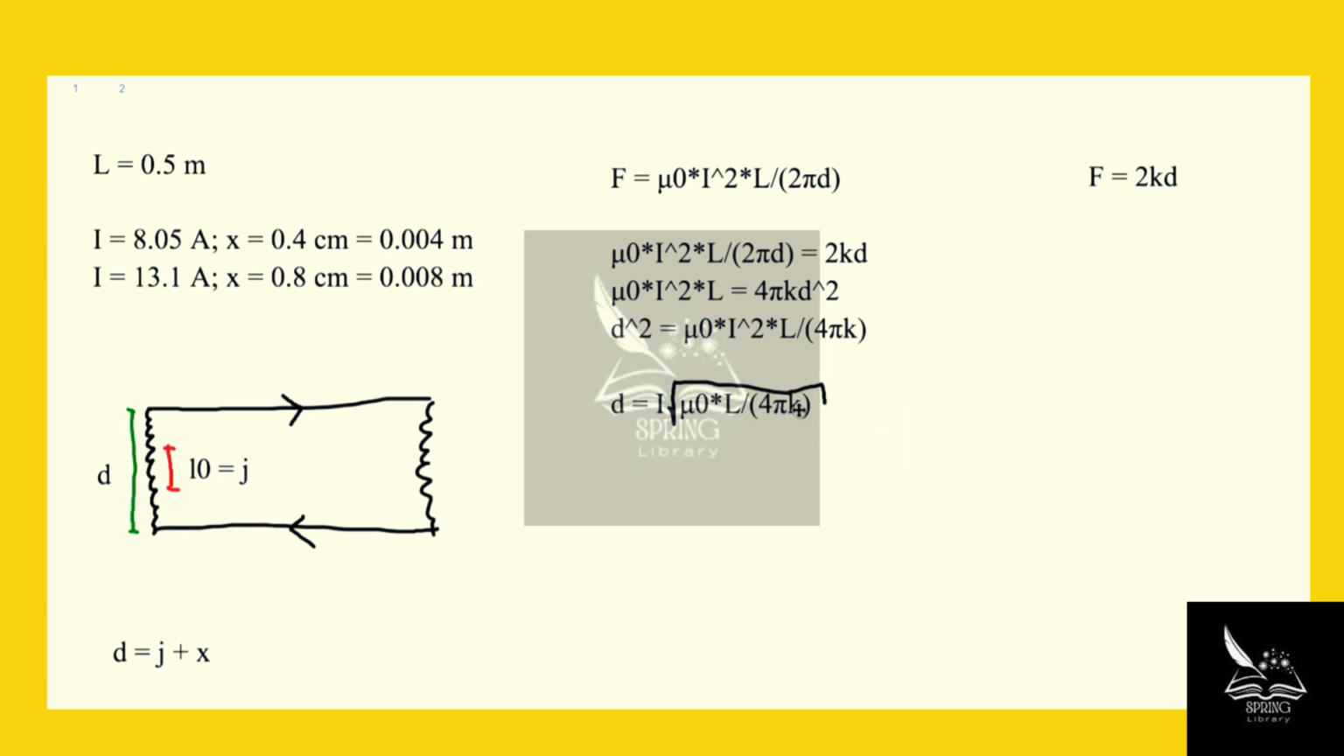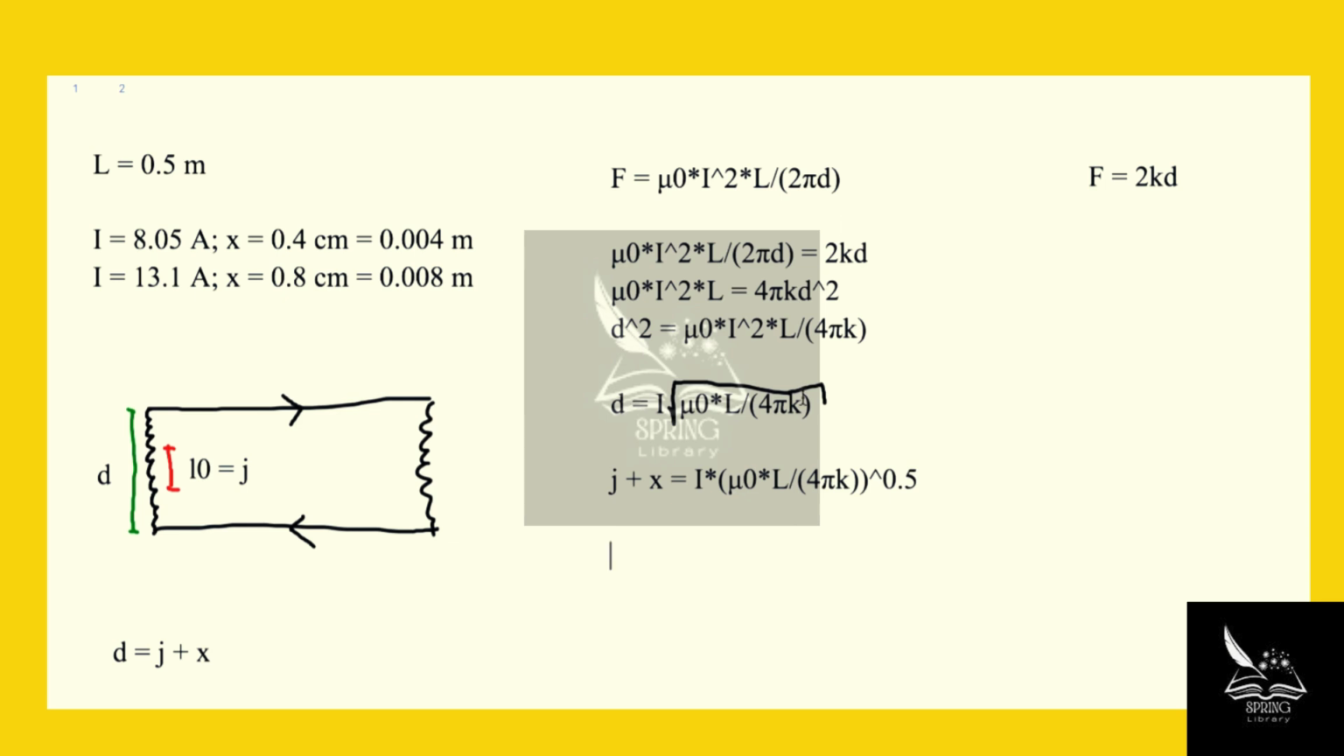Now that we have this, remember that our d is equal to J plus x, and we want to solve for J. J is our L naught here. So I'm going to put in J plus x for d, and that's equal to I times this. At this point, I'm just going to use the power of 1/2 instead of writing out this whole square root sign, since taking the square root is equal to raising to a power of 1/2. So I'm just going to write it like this.